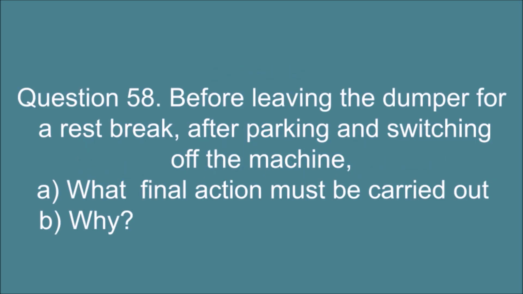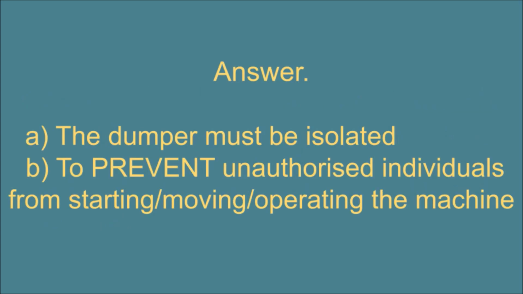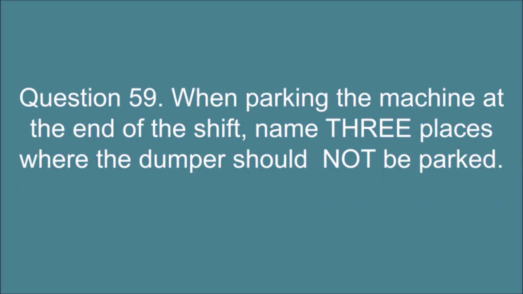Question 58. Before leaving the dumper for a rest break, after parking and switching off the machine, A. What final action must be carried out? B. Why? Answer: A. The dumper must be isolated. B. To prevent unauthorized individuals from starting, moving, operating the machine.